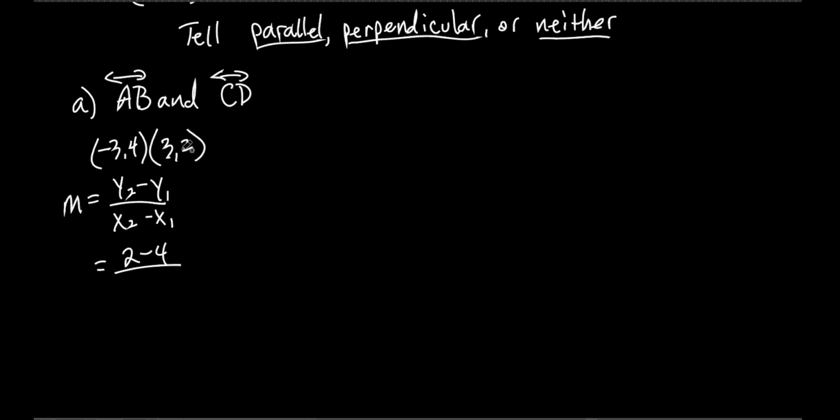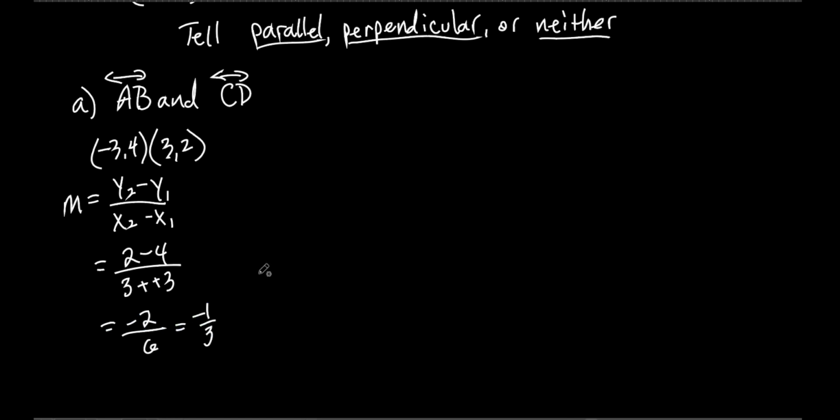over, and then we're going to subtract the x's in the same order. So if I went the second one minus the first one, I have to go 3 minus what? Negative 3. That's very important. A lot of people look at this and say, oh, it's just 3 minus 3. It's not. It's 3 minus negative 3 because this is a negative 3. Now let's do the work. 2 minus 4 is negative 2. 3 minus negative 3 is 6. So what's my slope? It's negative 1/3.